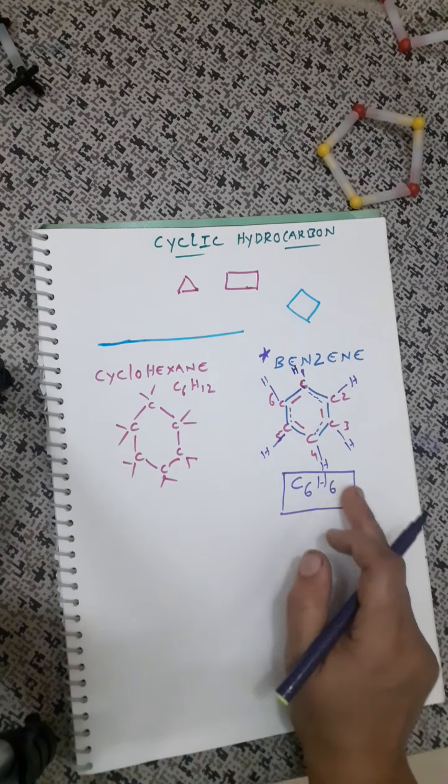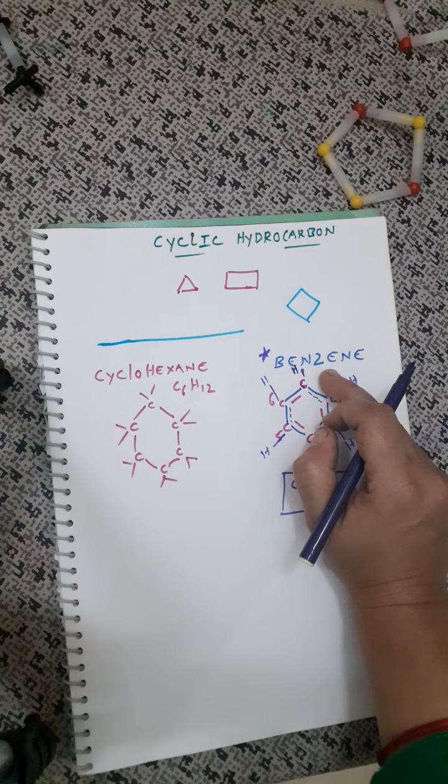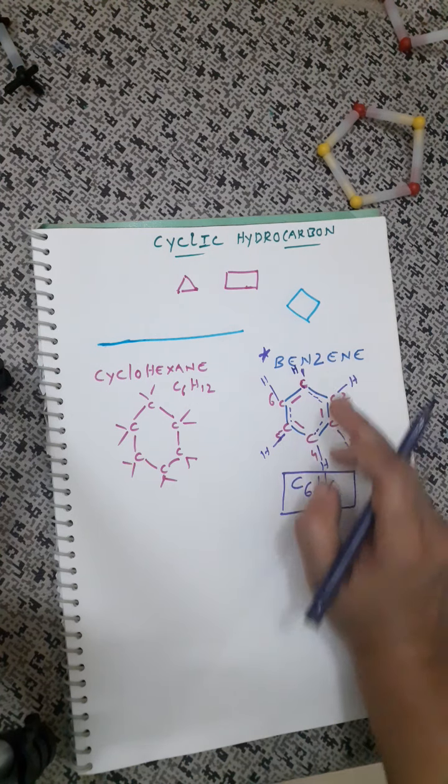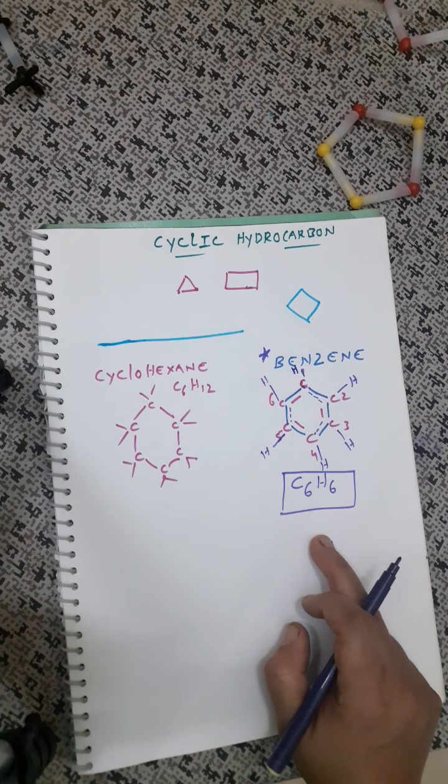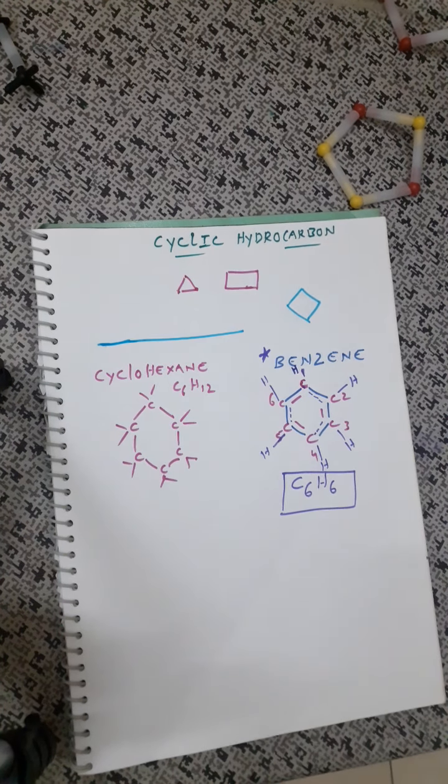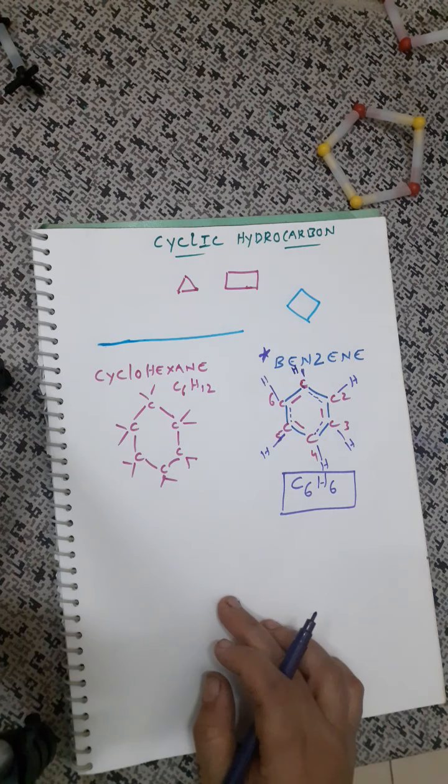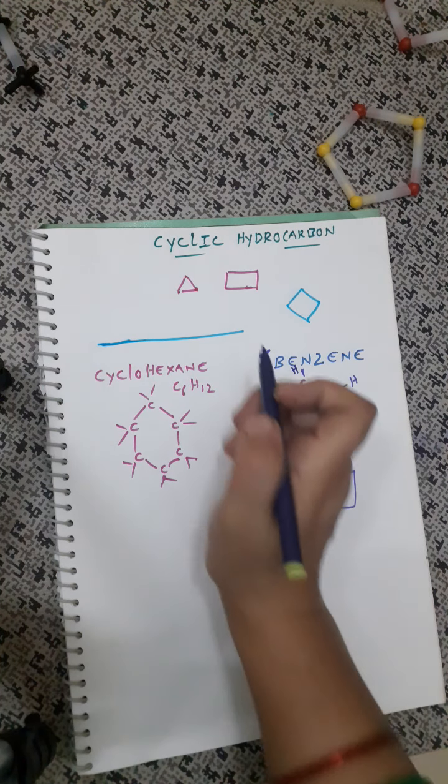And what kind of cyclic hydrocarbon is benzene? It's a cyclic unsaturated hydrocarbon. Okay, children. So this we learnt about what, children? About the isomers and the cyclic hydrocarbons. Now one more point, children.